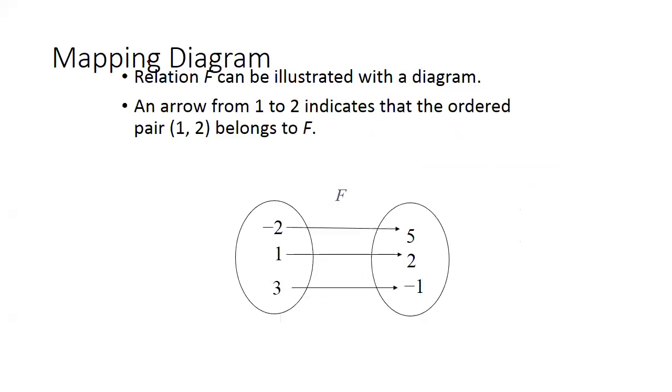So in this case here, mapping. An arrow is used to map the ordered pair. So in this case, if I have ordered pair (1, 2), it means 1 maps to 2. This would be -2 maps to 5. So that would be like a point on the graph, (-2, 5), and so on.